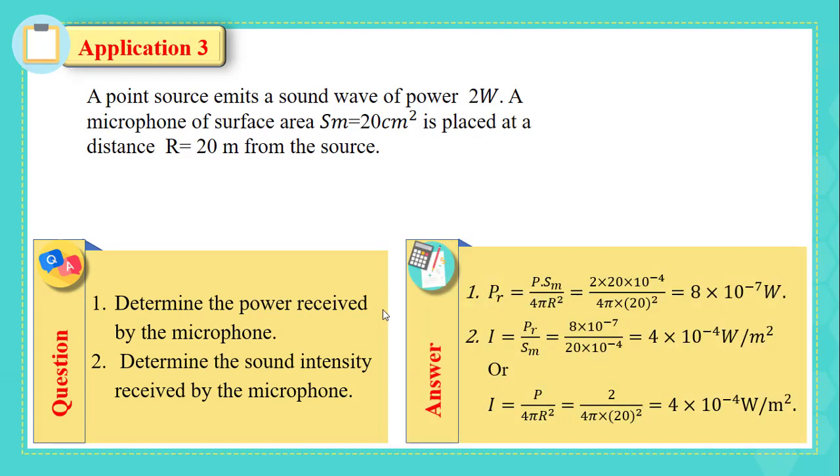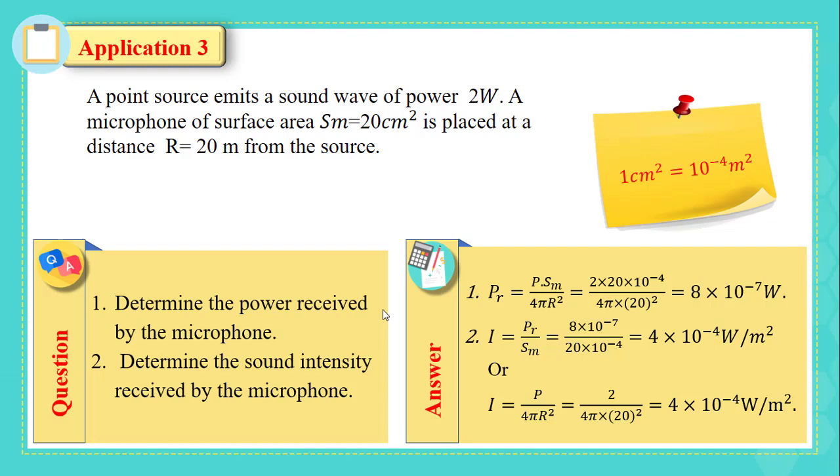Part 1. The power received is equal to the power multiplied by the surface area of the microphone divided by 4 pi r squared, which will give 8 times 10 to the power minus 7 watt. In part 2, the intensity is equal to the received power divided by Sm, which will give 4 times 10 to the power minus 4 watt per meter squared, or we can use that I is equal to the power emitted divided by 4 pi r squared, which is equal to 4 times 10 to the power minus 4 watt per meter squared. Notice here that we have used that 1 centimeter squared is equivalent to 10 to the power minus 4 meters squared.